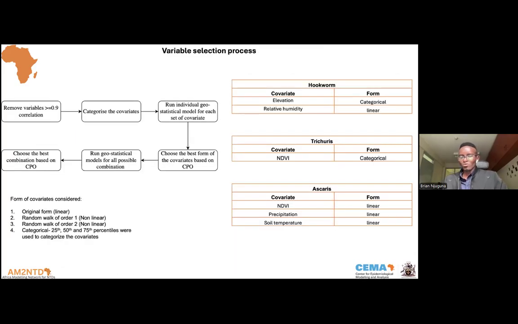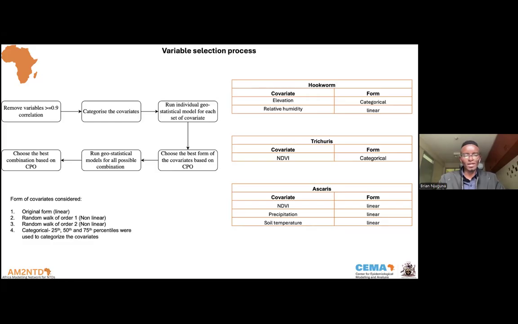So given what we've seen, that for Trichuris and Hookworm we didn't really observe a good linear relationship, we set out to do an automatic variable selection process, and to account for that lack of linear relationship, we employed a two-step algorithm. The first step here was, of course, to remove the correlated variables. After removing the variables that had a correlation of above 0.9, we remained with about 10 covariates.